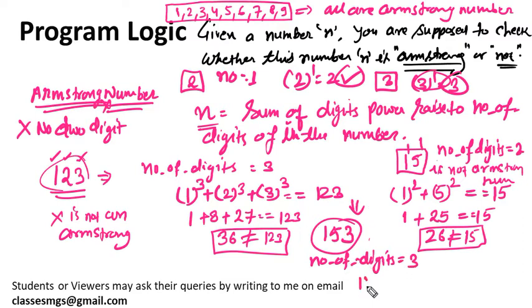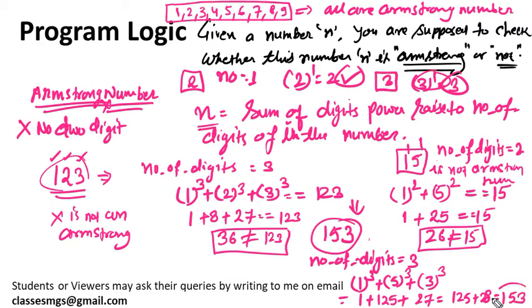So what we can do is cube each digit of this number: 1 raised to power 3, plus 5 raised to power 3, plus 3 raised to power 3. That gives 1 plus 125 plus 27. If you add this, 1 plus 125 plus 27, you will get 153 again. So 153 equals 153, which means this is an Armstrong number. This is the way you will check.